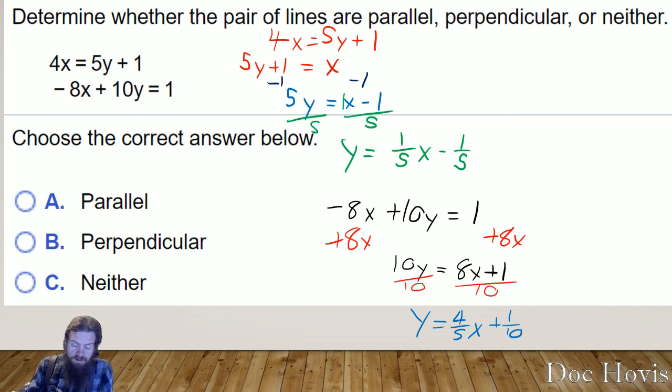Great. I don't have a parallel one or a perpendicular one. This is some great examples. Good job, me. That's why I should look at my problems before I do them.